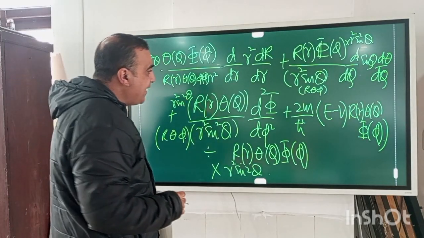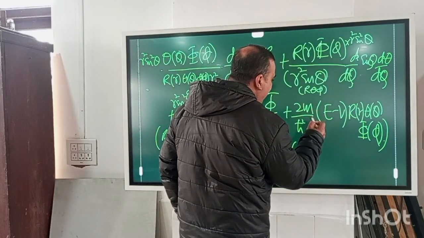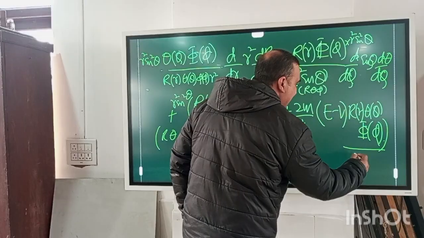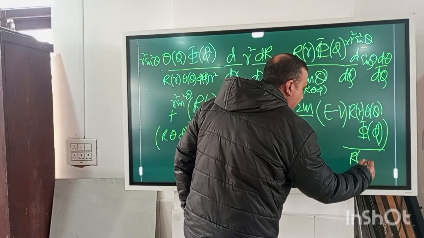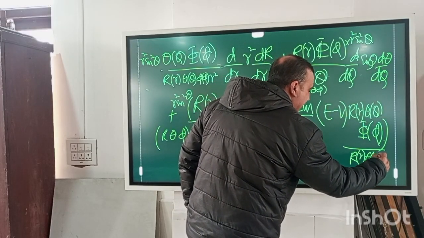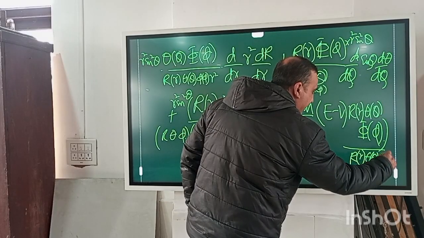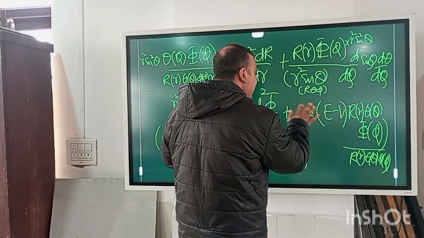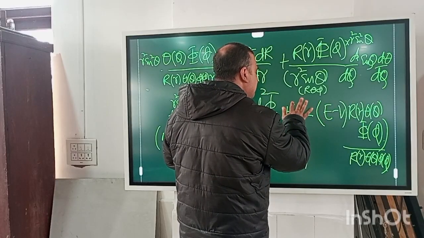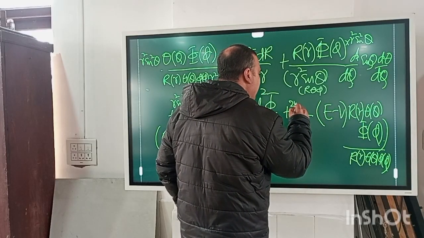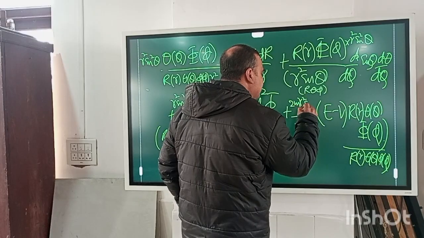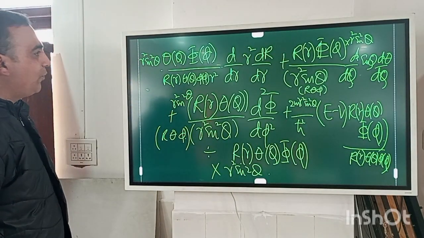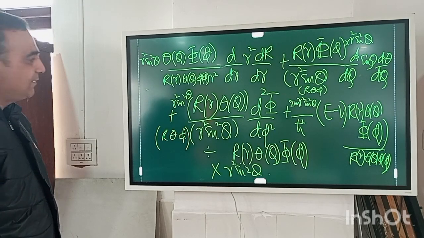And then here I will divide by R(r), Θ(θ), and Φ(φ). Okay, and here I will be multiplying this by r squared sine squared theta. So here you will have 2m r squared sine squared theta. Okay, now I don't know whether it's visible, I think it will be visible.